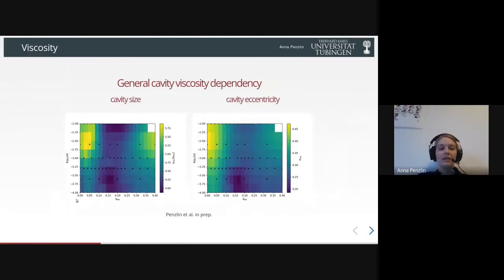So the viscosity will increase from here to here, and the eccentricity of the binary will increase from here to here. Brighter color means that you have a larger cavity for this plot, and brighter color here means that the cavity will become more eccentric. So actually, higher eccentric cavity means that you have a very uneccentric binary, and that you have a somewhat high viscosity, if you just want to simplify the information in this map.